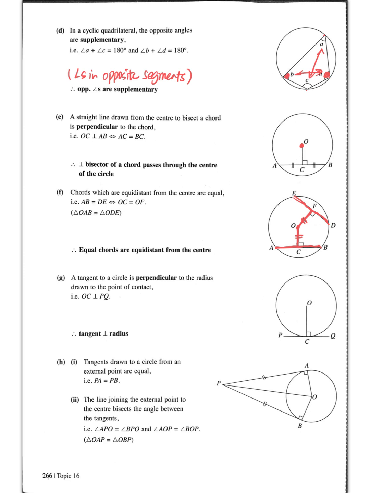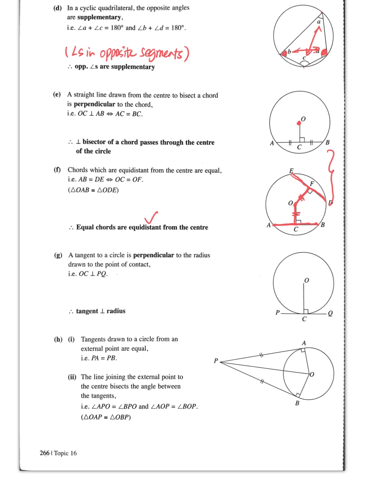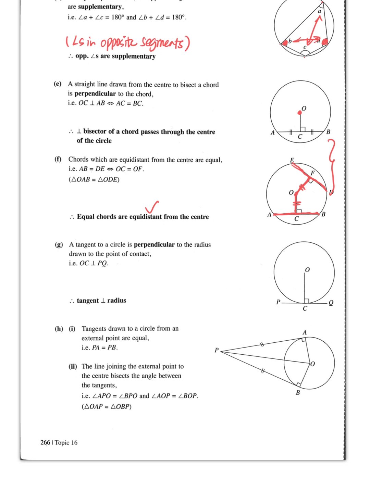Okay, so equal chords are equal distance from the center. So this property deals with chords, right? Then you also have properties that deal with tangents. A tangent to a circle is perpendicular to the radius. So, tangent perpendicular to the radius. Okay, so you use this for A math circles, right?